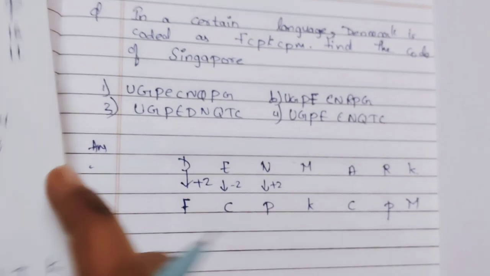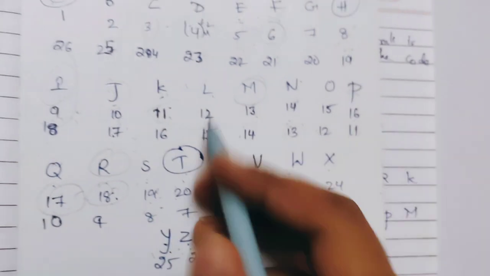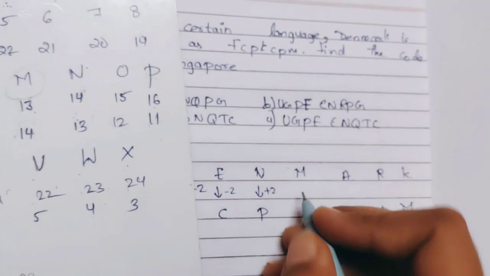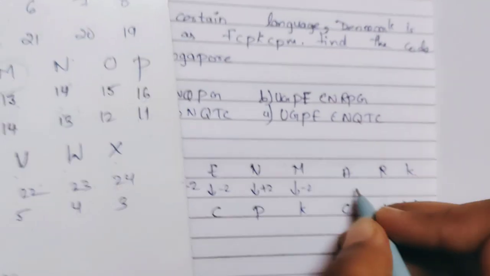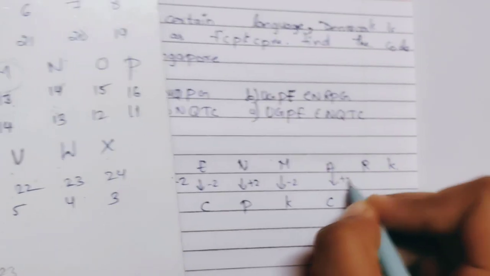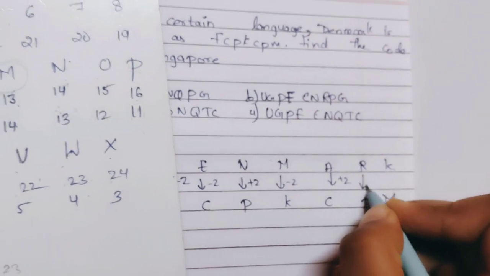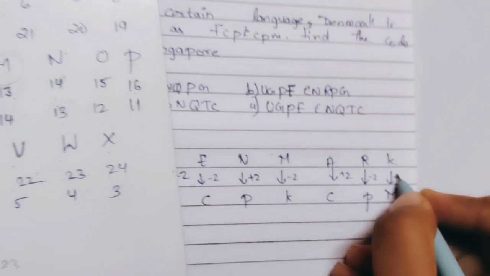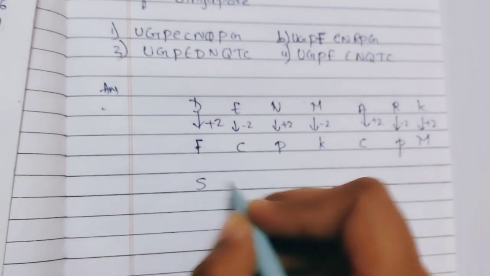Like M, K, L, M, it is minus 2. So here it is minus 2. Now A, B, C, so here it is plus 2. Now we got the pattern: minus 2 and plus 2 alternately. Now we got the code, how they coded that word. So we can code Singapore the same way.